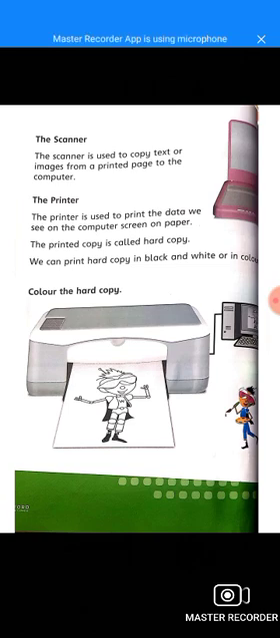Your computer book is printed by the printer. Okay, and it is a hard copy. Your computer book is a hard copy, and this page I am showing you is a soft copy, and it is taken by the scanner, and your computer book is taken by the printer. Okay, we can print a hard copy in black and white or in color. Look here, a black and white image is taken, and you are going to color it.